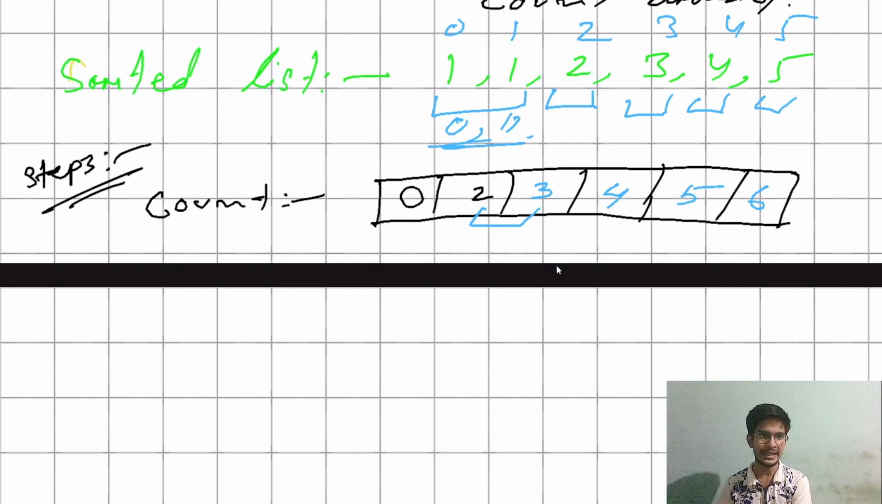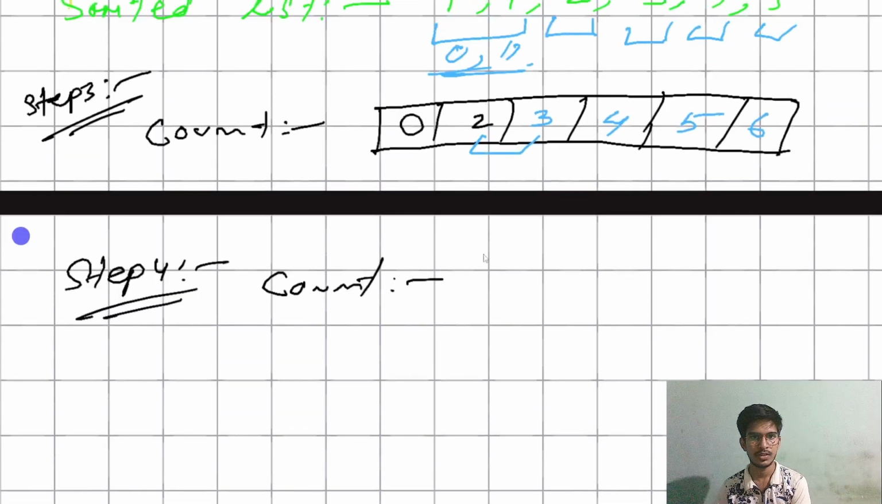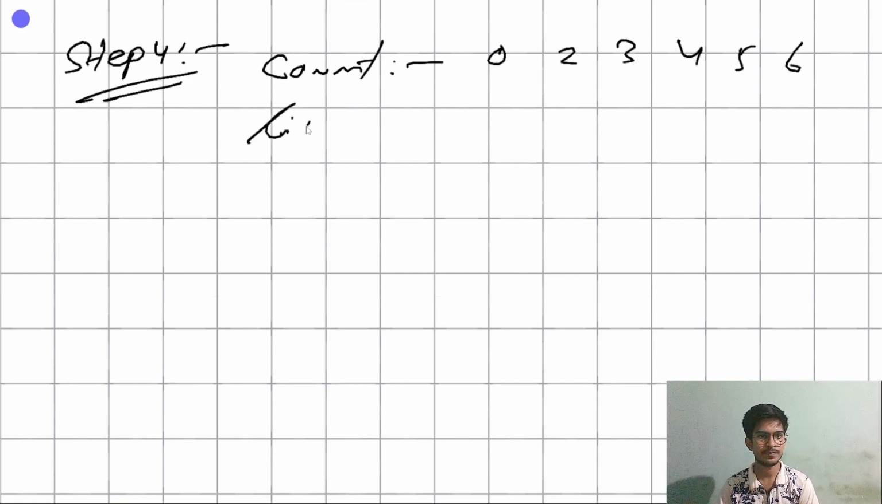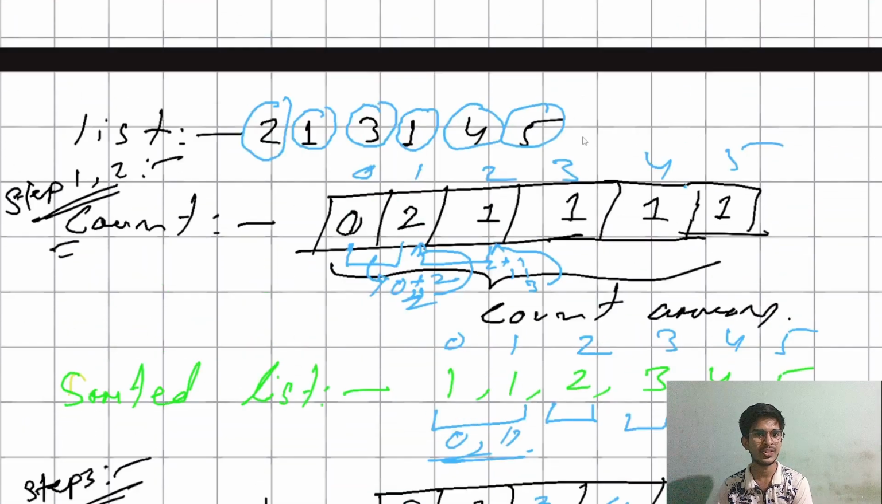Now how to get a sorted list from the count array? What we'll do in step 4, okay, in step 4, we have a count array like this, right? The count array like this, 0, 0, 2, 3, 4, 5, 6, right? 0, 2, 3, 4, 5, and 6, right? And we have a list like 2, 1, 3, 1, 4, 5, right?